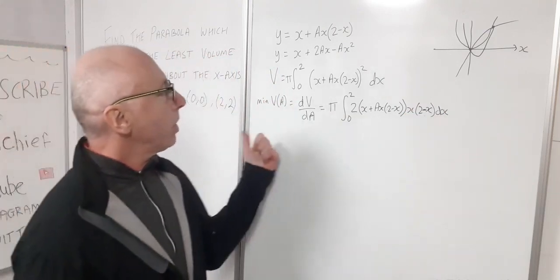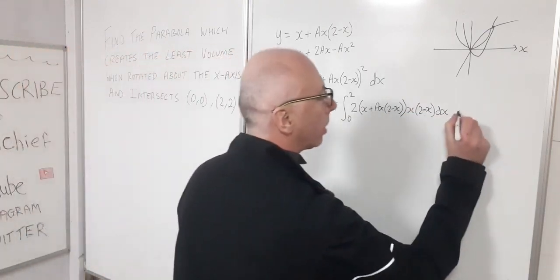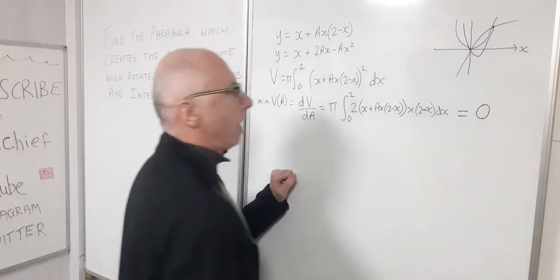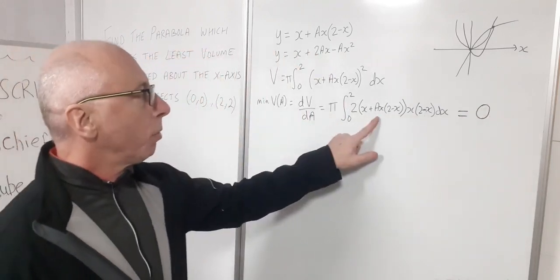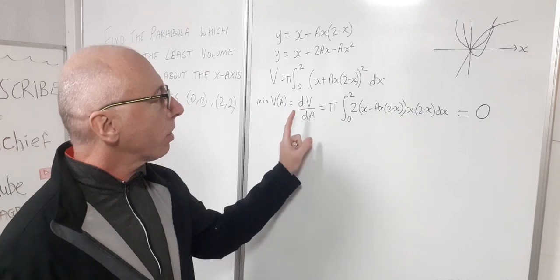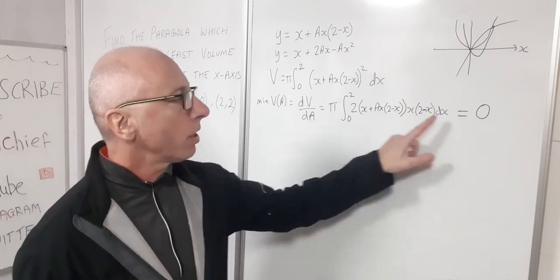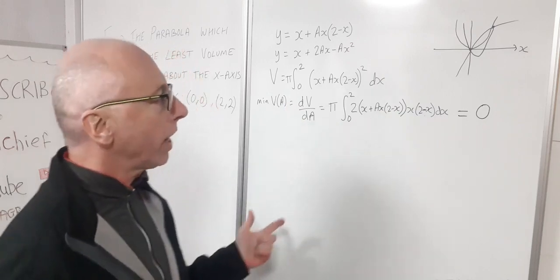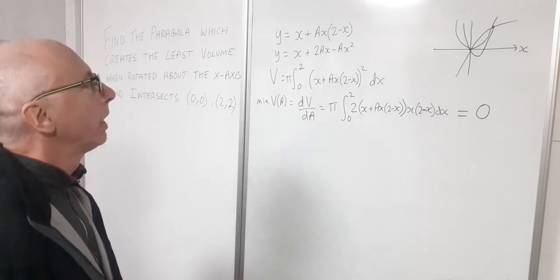Okay, and then we set this to 0. So hopefully when we integrate, we'll be left with our a, the x will integrate out, and we're left with an a term set to 0, and hopefully we can solve for a. That's going to be our goal.